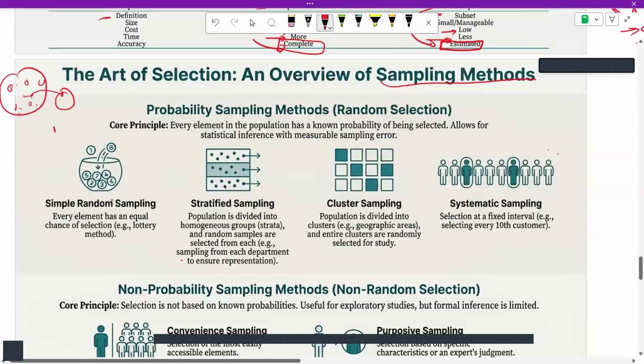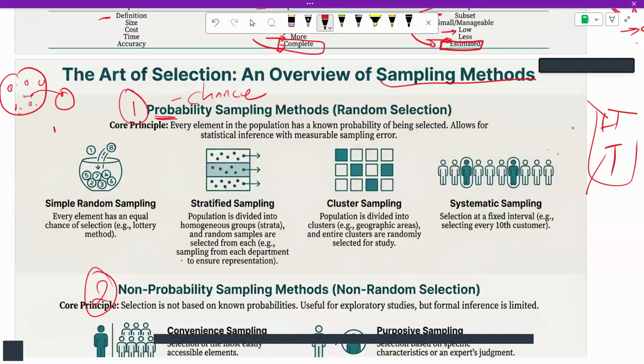Mainly, there are two methods. One is probability sampling. Number two, non-probability sampling. Probability means chance, right? And non-probability means purposeful selection. When you toss a coin, head or tail, you may get head or tail based on chance. That's called probability. The probability sampling method, sometimes we call random sampling or random selection. We don't know which one is going to be selected.